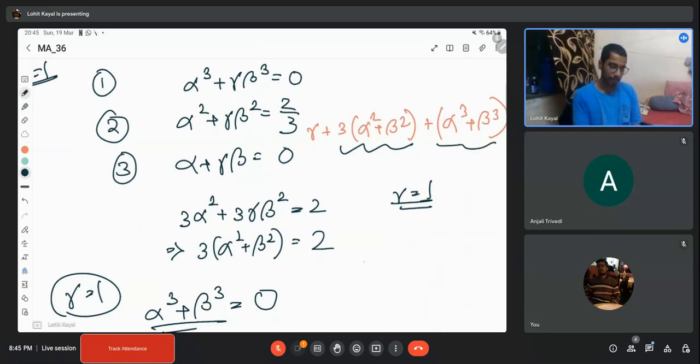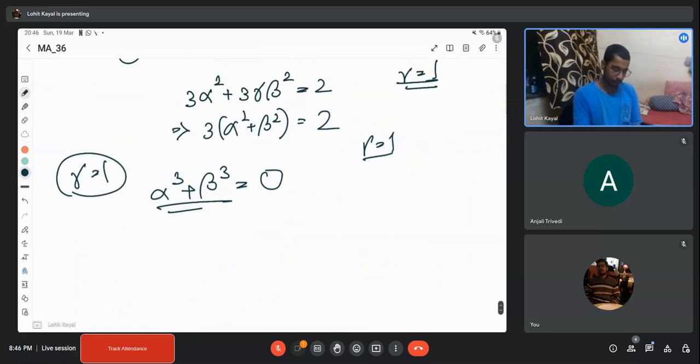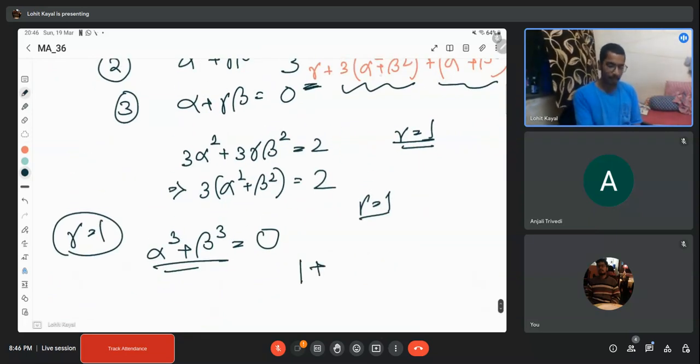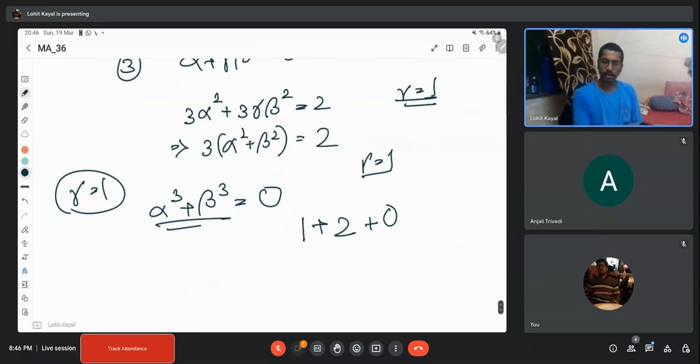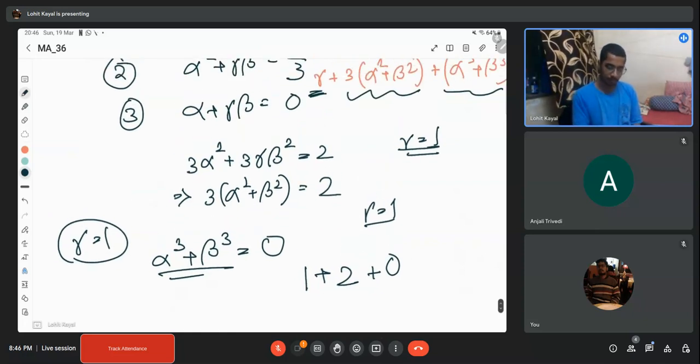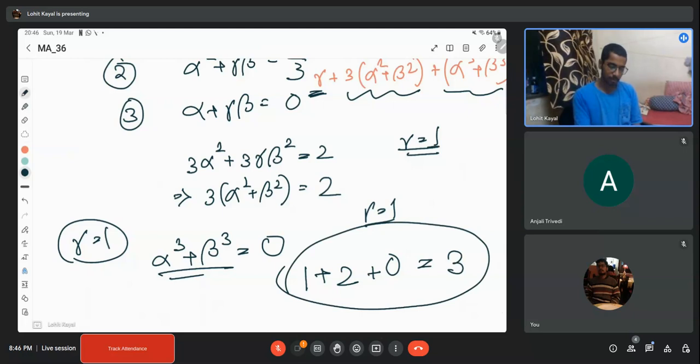And I have already got that gamma equal to 1. So I know everything in this expression. My gamma equal to 1, plus 3 times alpha square plus beta square equal to 2, plus alpha cube plus beta cube equal to 0. So the final expression is 1 plus 2 plus 0 is equal to 3. So this is your answer.